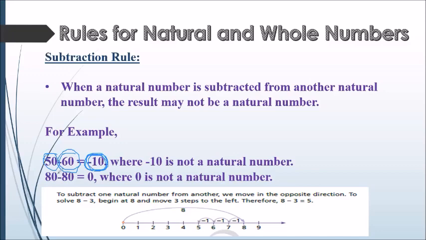Similar is the case if you deduct 80 from 80. If you are saying that 80 and 80 are whole numbers, the answer 0 is a whole number, but it is not a natural number. How? If I say 80 and 80 are natural numbers, 80 minus 80 is equal to 0, which means that 0 is not a natural number. So the closure property does not apply here.